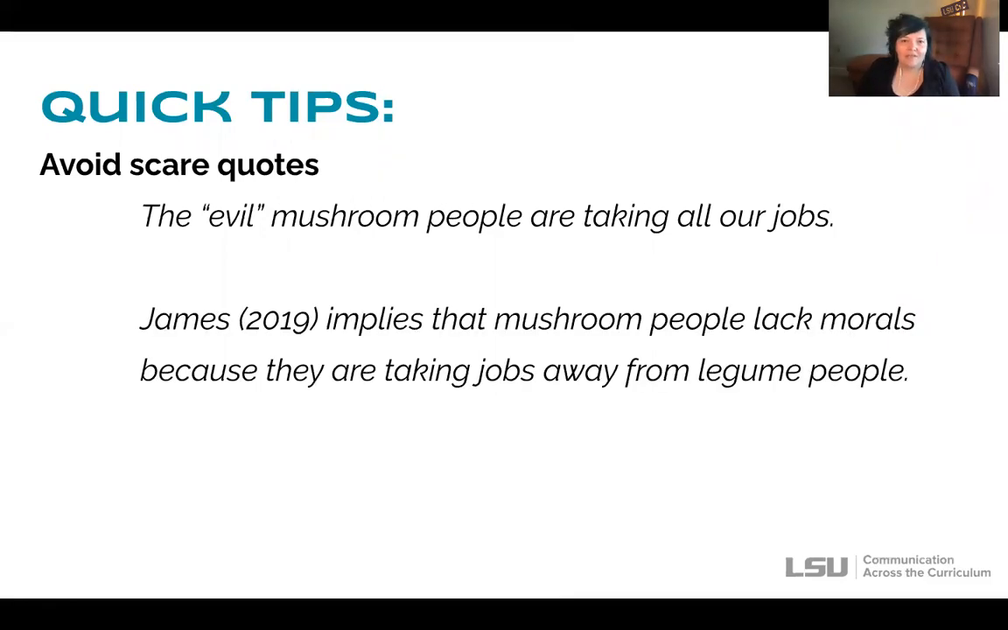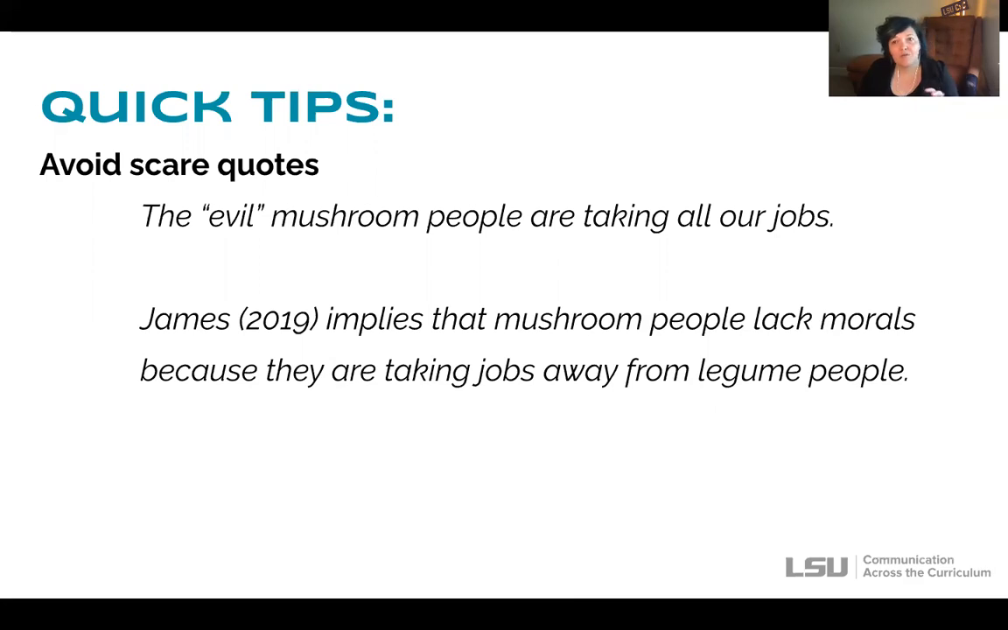"James, 2019, implies that mushroom people lack morals because they are taking jobs away from legume people." This is a little bit more descriptive, a little bit more precise in terms of where the idea that mushroom people are not good came from. It includes information about the source of where this information came from, right? And it actually explains a little bit in more detail what you mean when you say they're lacking morals and why they might be lacking morals.